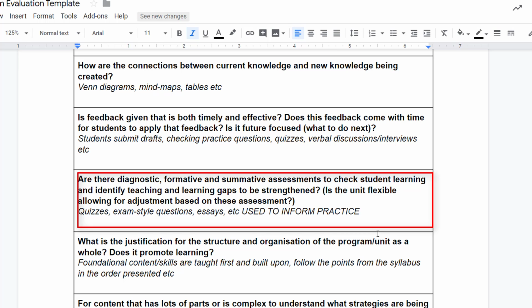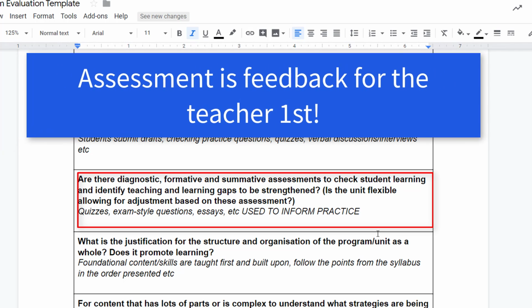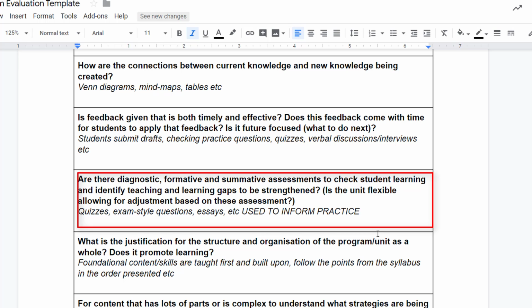Next question says, are there diagnostic, formative, and summative assessments to check student learning and identify teaching and learning gaps to be strengthened? So one of the key things that we need to remember is that all the assessments that we do, whatever they are, are actually for us as teachers so that we can adjust our practice. It is not for the students to know, oh, look, I got 80%, that's great. It's actually for us to know where their gaps are and how we can fill that in.